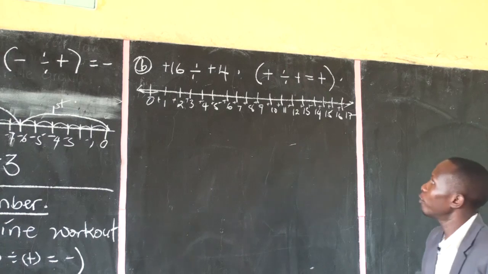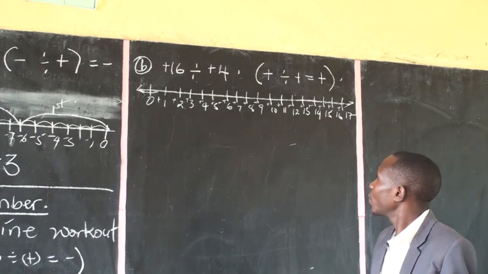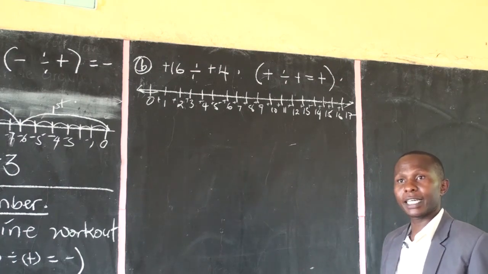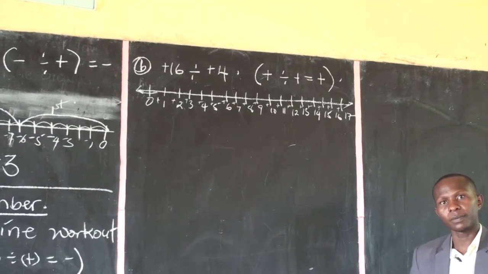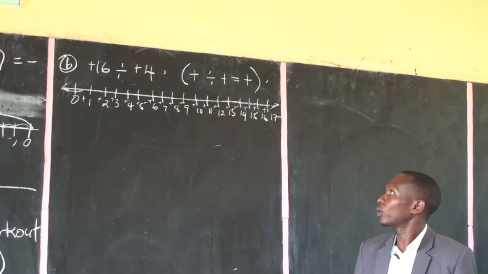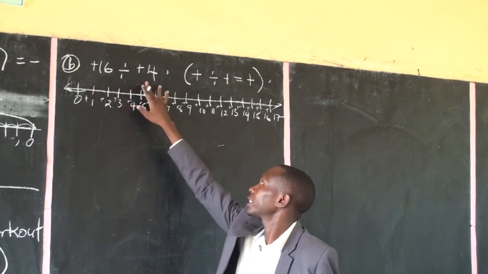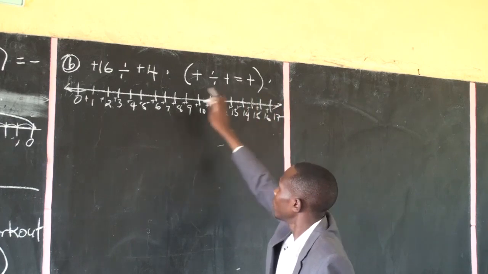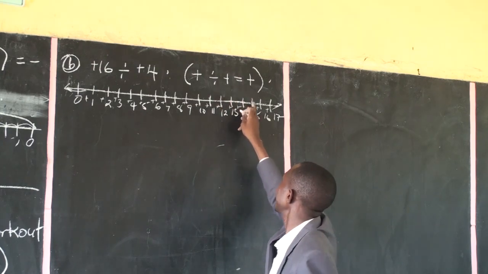So here, when you look at this, we have positive 16 divided by 4. How can we divide positive 16 by 4? Just like I've said earlier, division is repeated subtraction. So I want us to start from 16 and divide the number. If we have 16 as a positive and we are sharing with 4, we shall begin with the 16 here. Then we see what to do. This is 1, 2, 3, 4, 5, 6, 7, 8, 9, 10, 11, 12, 13, 14, 15, 16.